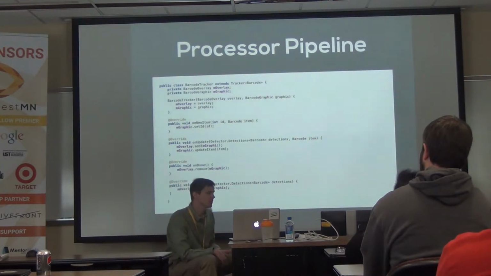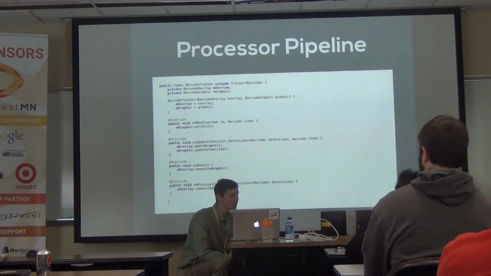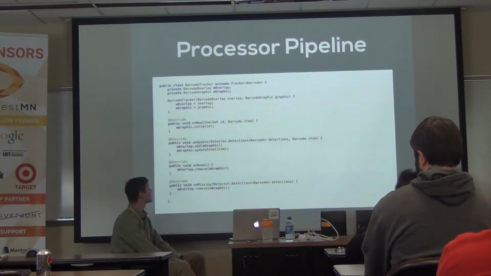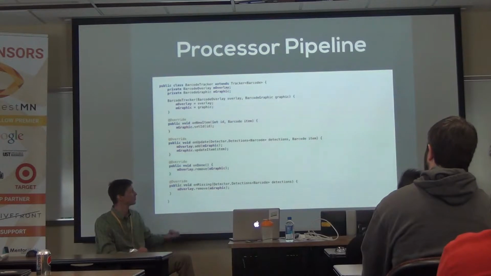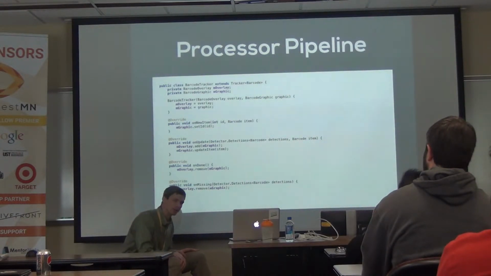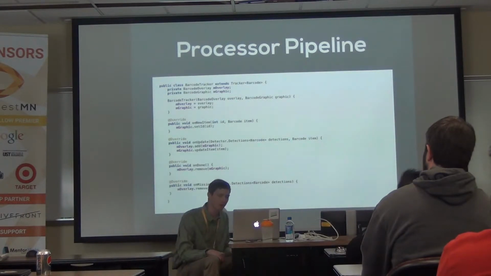And 2 other methods here, on done and on missing. Those get called when something happens to the barcode. On missing gets called if it's absent from 1 or 2 frames. And in that case, all we're doing is removing that graphic from the overlay. And then on done gets called when the detector determines that that barcode is never coming back.